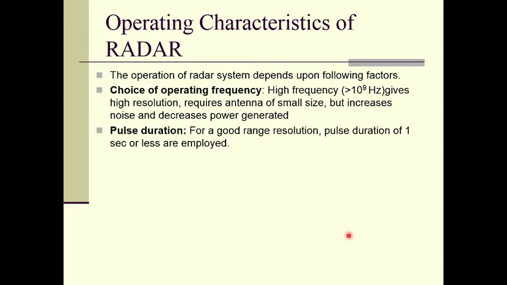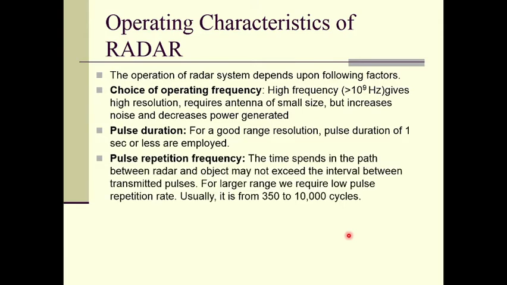Therefore the choice of operating frequency is also important. Another operating characteristic is pulse duration. For a good range resolution, pulse durations of 1 microsecond or less are employed, right? So we must use a pulse duration of 1 microsecond or less. Every time we have to send a pulse, right? So the transmitter will be working for only a short time and it will stop, and then the receiver will be in action, right? So we are sending pulses continuously. The transmitter will send a pulse, then it will stop working, then the receiver will be on, it will receive any incoming signal, then again it will stop, and then again the transmitter will work. So the pulse duration is very short, only a 1 microsecond pulse will be used, or a pulse of less than 1 microsecond duration will be employed, right?